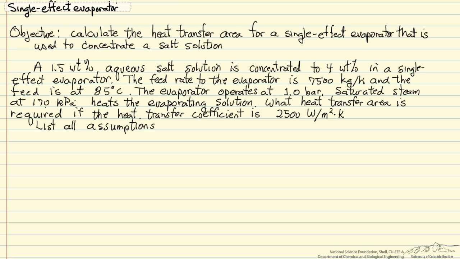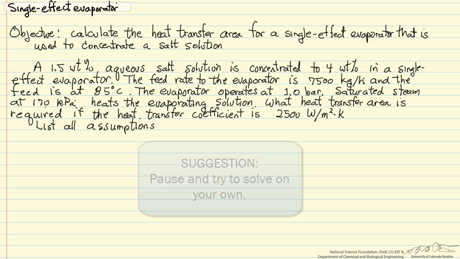And the question is, if we know the heat transfer coefficient, 2500 watts per square meter per degree Kelvin, what is the heat transfer area? And what assumptions do we have to make to do this calculation if this is the only information we have available to us?